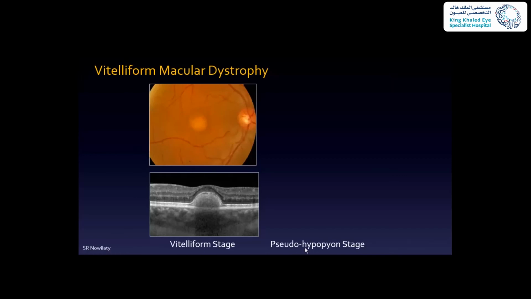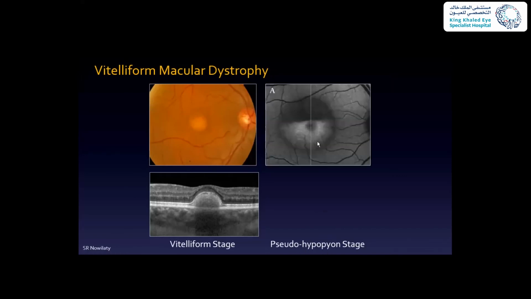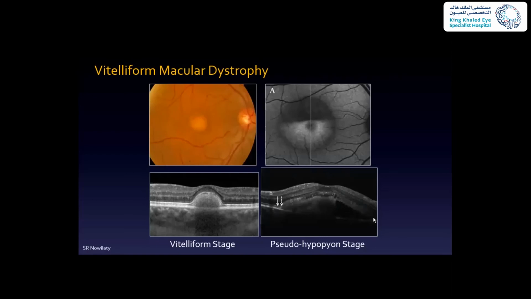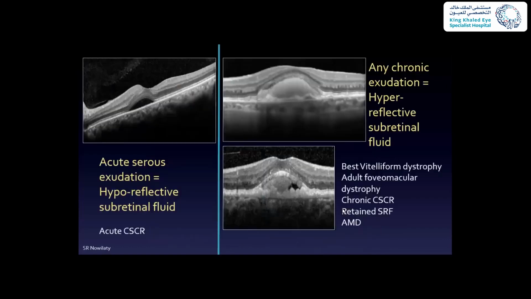So yeah, and then you have a pseudohypopyon stage. Here it is, okay. And if you do an OCT and you know that this is a vertical scan, you can see that the hyperreflective material is inferior, and the not so hyperreflective material up there in the pocket of fluid is right here, okay.